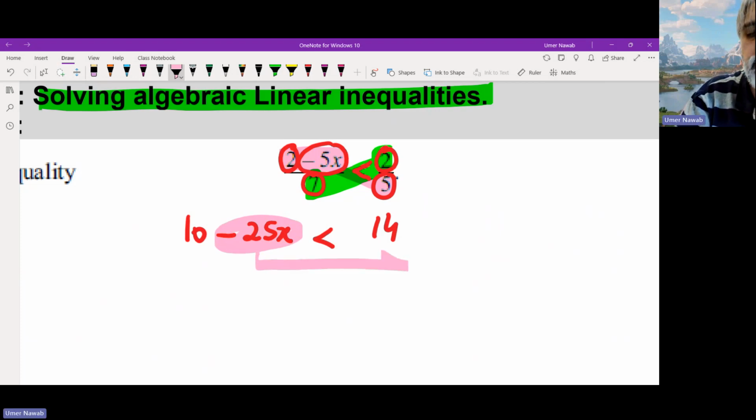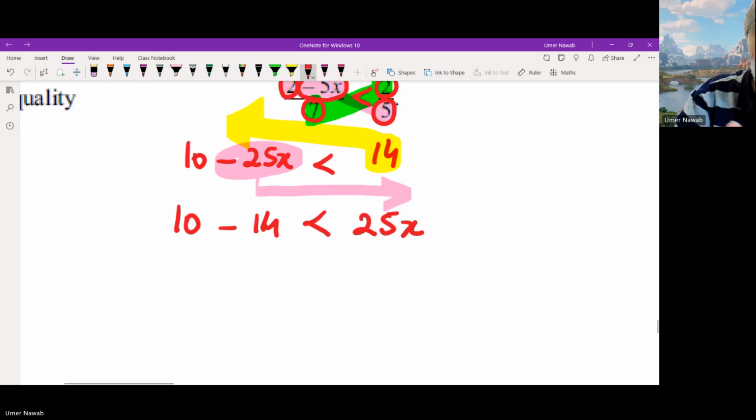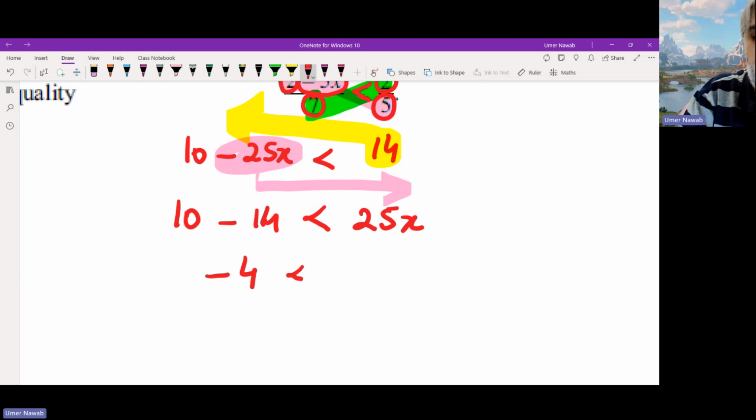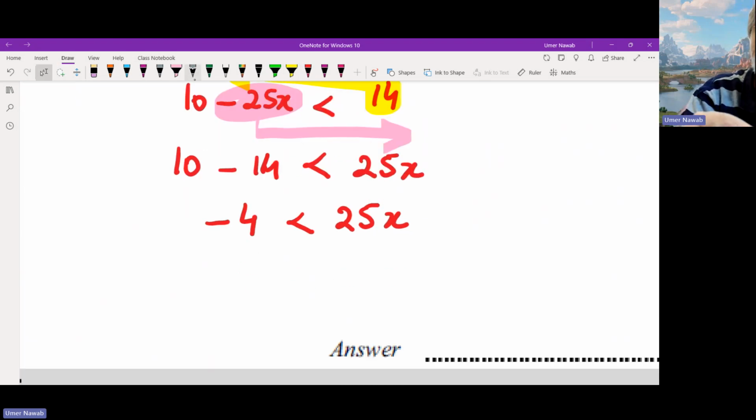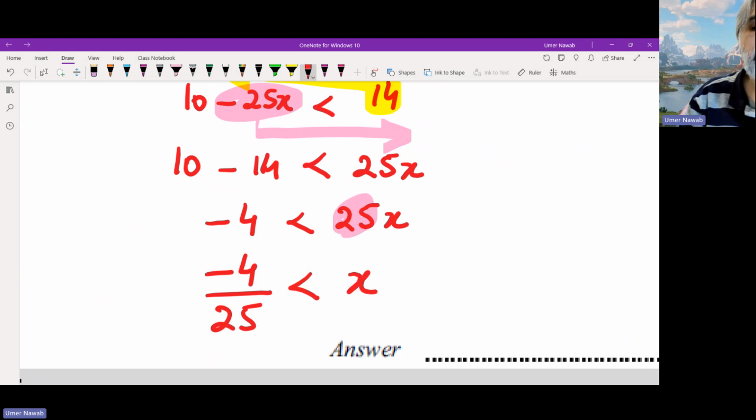It will be shifted to the right, and 14 will be shifted to the left. So 10 minus 14 less than 25x. 10 minus 14 is negative 4 less than 25x. 25 is multiplied here, and I will take it to the other side. So minus 4 divided by 25 less than x. So this is the solution of the inequality.